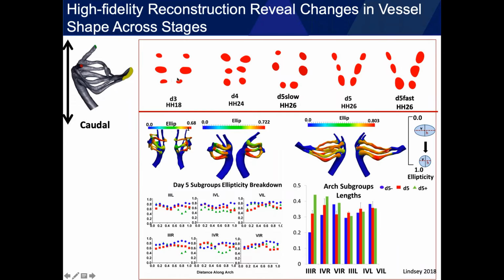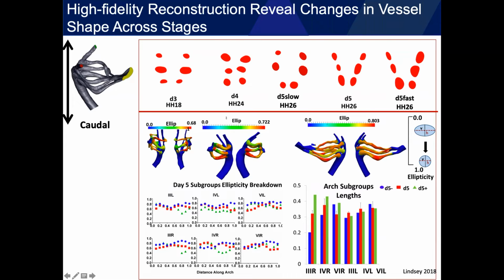And here we're able to see that each stage actually has a distinct shape. For our day 3, or HH18, it's elongated from right to left. This is right to left here, and this is cranial-caudal going up and down. Then it becomes more circular, and goes into a perfect circle at what we call HH26 slow, or day 5 slow. And then it elongates in the cranial-caudal direction, and keeps elongating that way for HH26 fast. I'll go more into those subtypes as well.